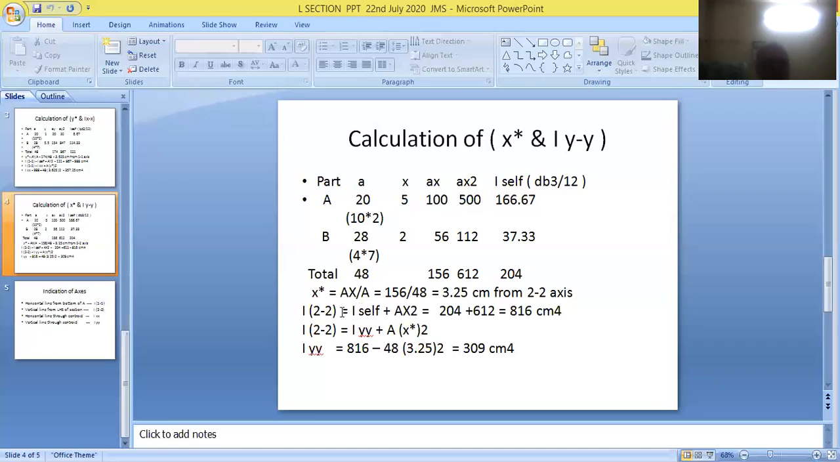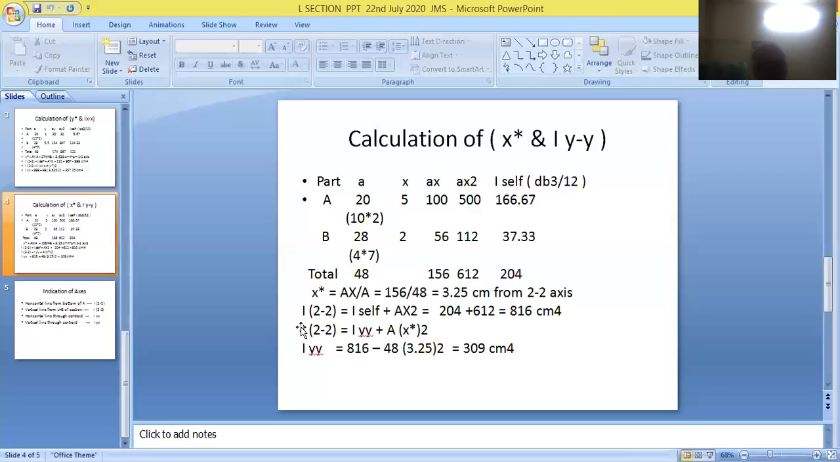X bar is given as sigma AX by sigma A. So AX is obtained as 156, A value is 48. So it is 156 by 48, it's coming to 3.25 centimeters. So this is measured from the 2 axis, and therefore X bar is obtained as 3.25 centimeters. So friends, this is another answer. We have to measure the values of Y bar and X bar. We measured the value of Y bar in the previous slide. Now we have measured the value of X bar.